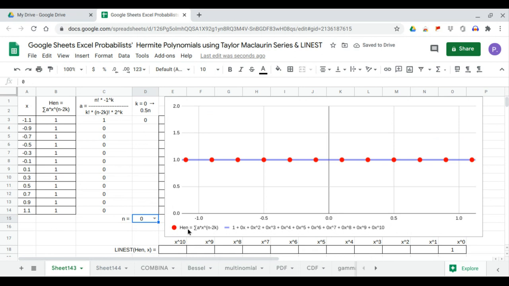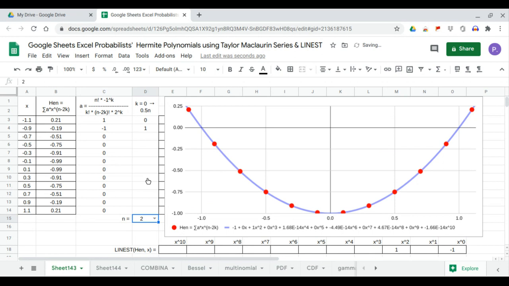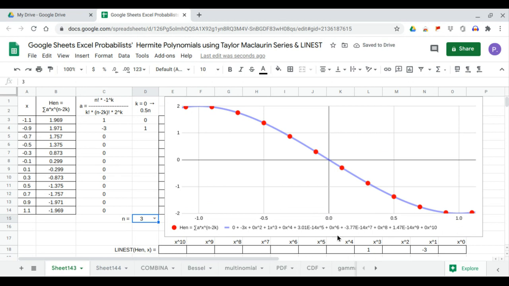N equals 0, the Hermite polynomial y equals 1. N equals 1, Hermite polynomial y equals x. That's 1x. N equals 2, Hermite polynomial y equals minus 1 plus x squared. N equals 3, Hermite polynomial y equals negative 3x plus x cubed.